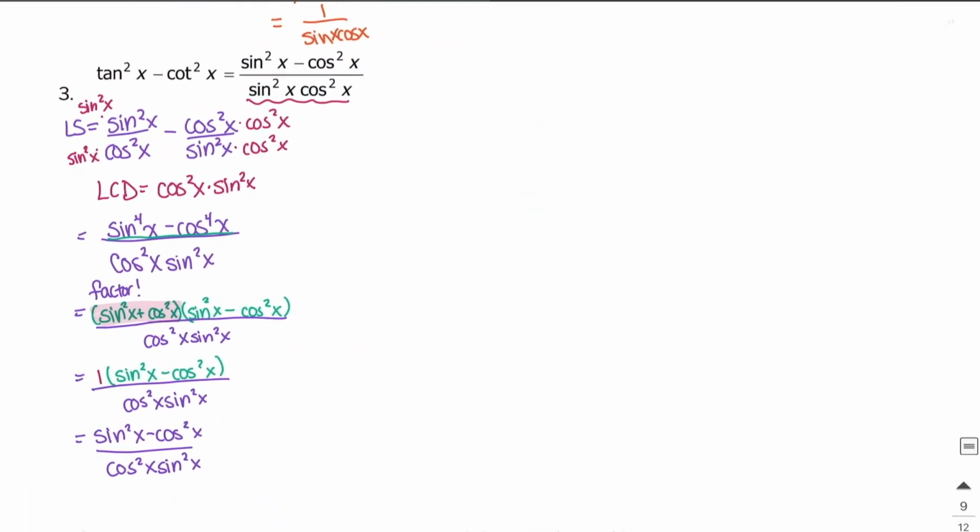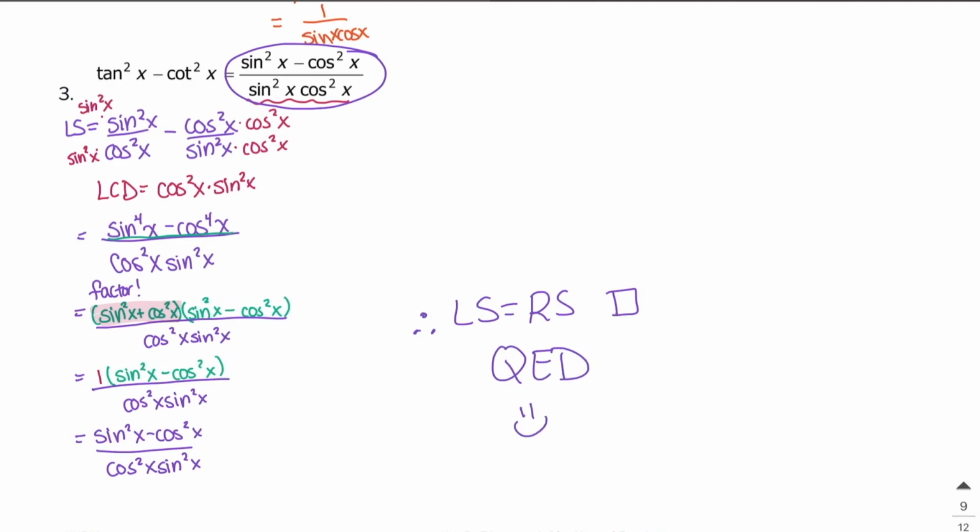Again, keep in mind that we are trying to show right-hand side equals left-hand side. So every time I'm going through this, I want to work back and forth between the two. However, the right side is literally this. This is the right-hand side. So therefore, the left side equals the right side. I've proven my identity, so my proof is completed. And we are all done with this trig proof.